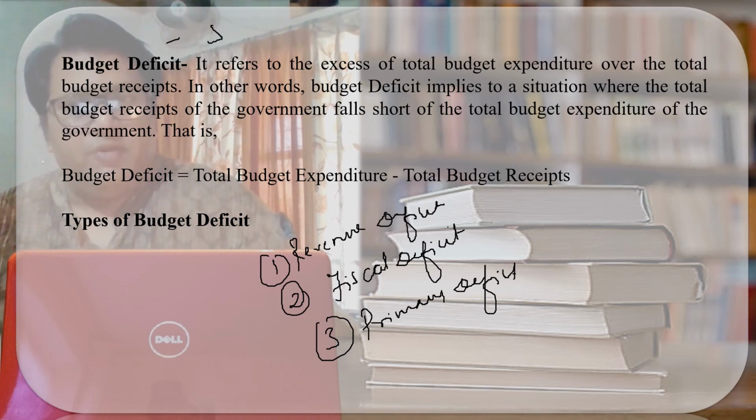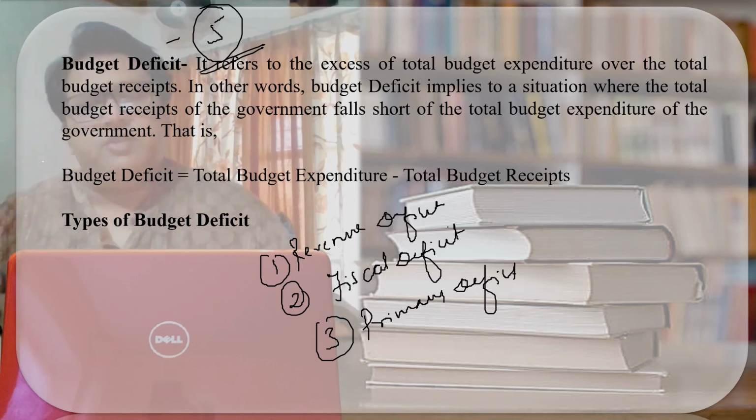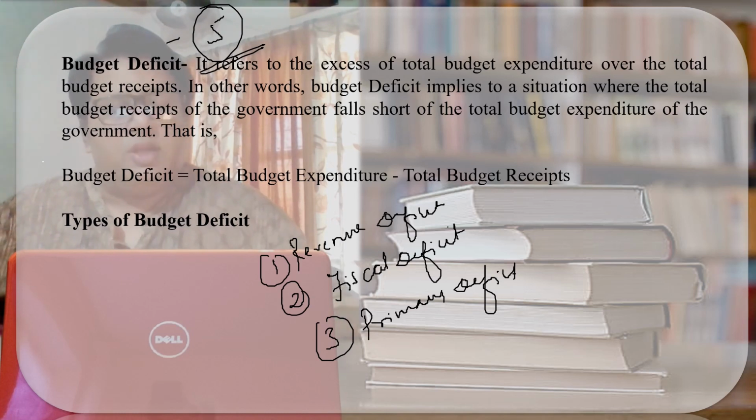A 5 marks question can be framed from this particular topic, budgetary deficit. What is the maximum weightage of this particular topic? The maximum weightage is 5 marks. So here we have seen the types of the deficit. In a very simple way, we can say that the budgetary deficit can be presented in three ways. One is called the revenue, fiscal and the primary deficit.